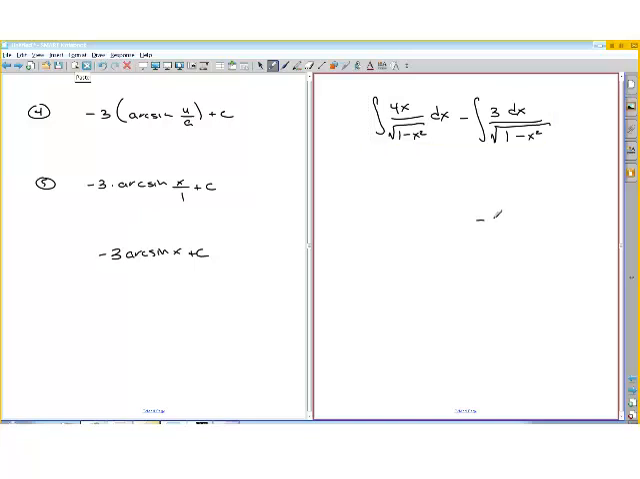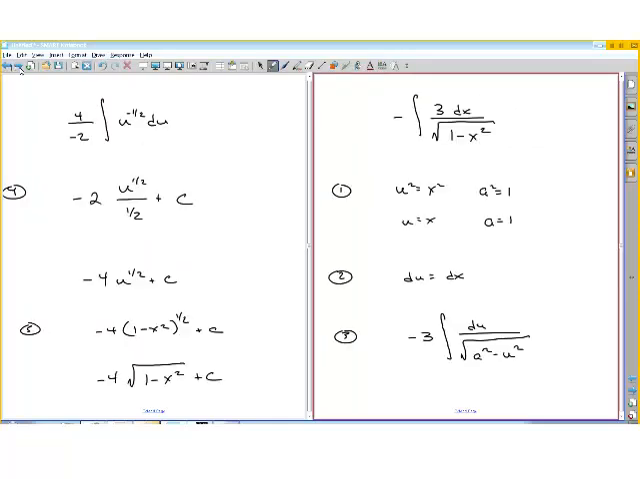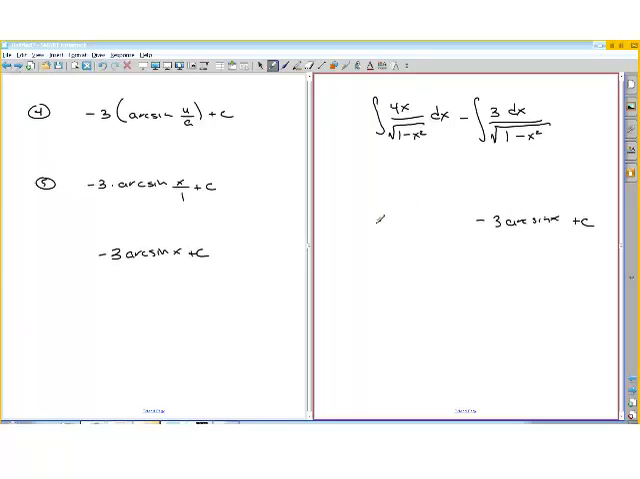So now we just do the two parts. Well, we know the second part is negative 3 arc sine of x. We have our arbitrary constant, which we just combine into 1. And the other one was negative 4 square root of 1 minus x squared. So we have negative 4 square root of 1 minus x squared. And that should be it.